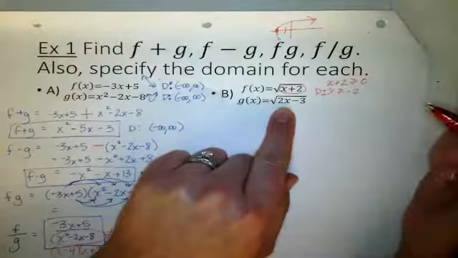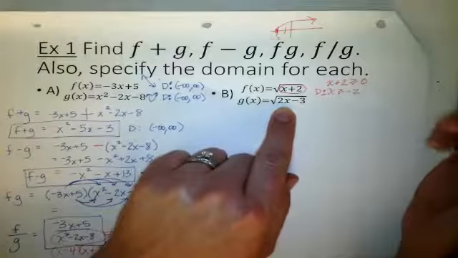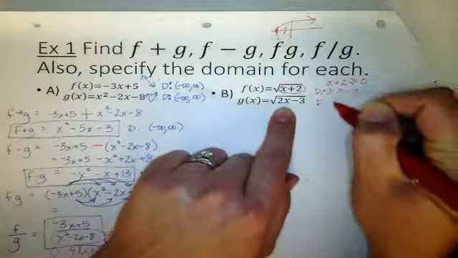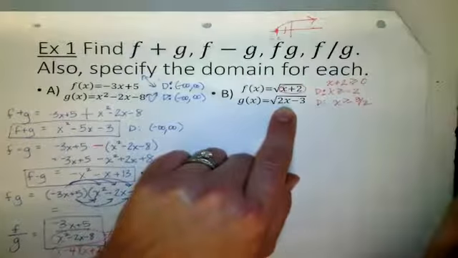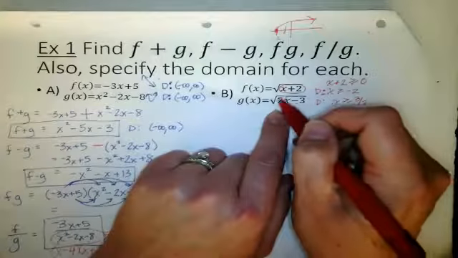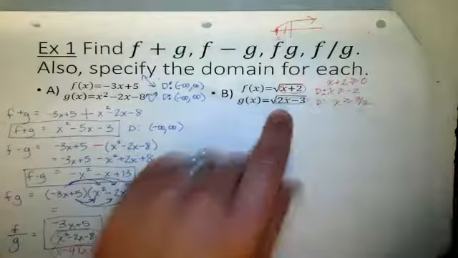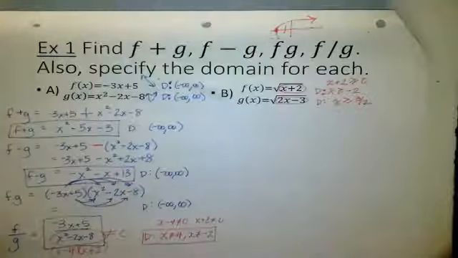G. What is the domain of G? x is greater than or equal to 3/2. Very good. Again, same idea. The inside must be greater than or equal to 0. Solve the equation. Okay?